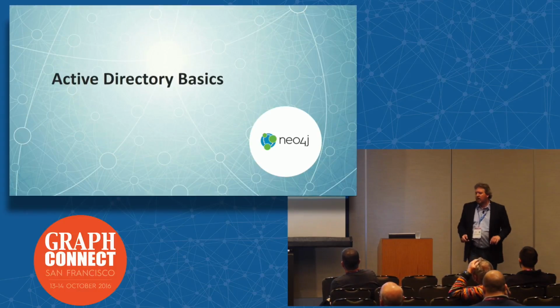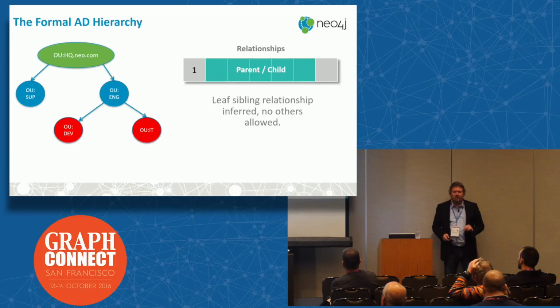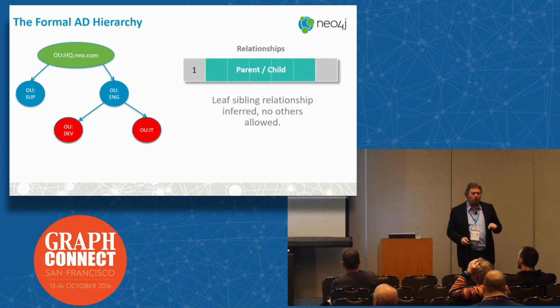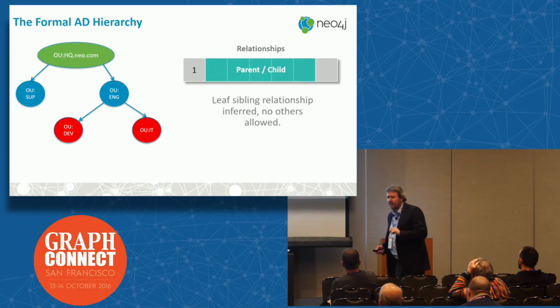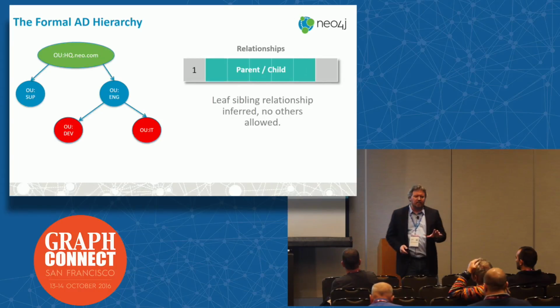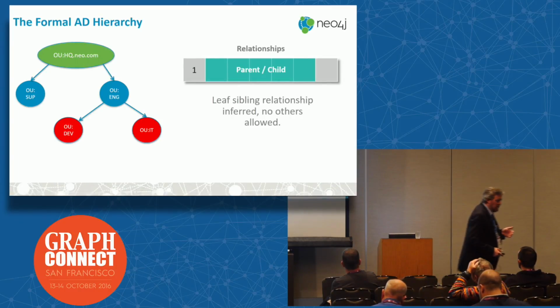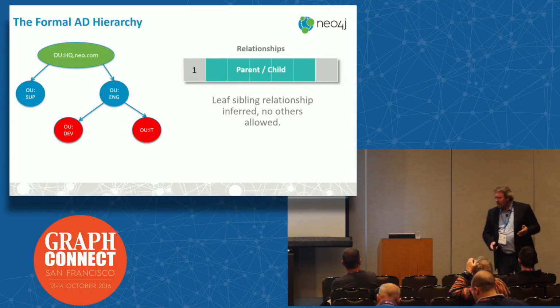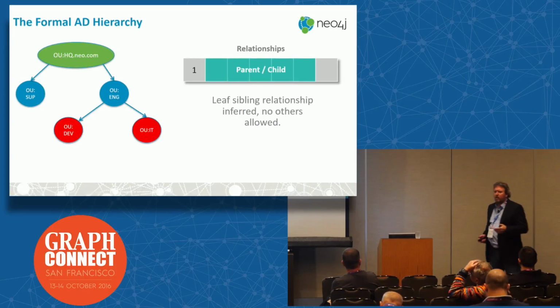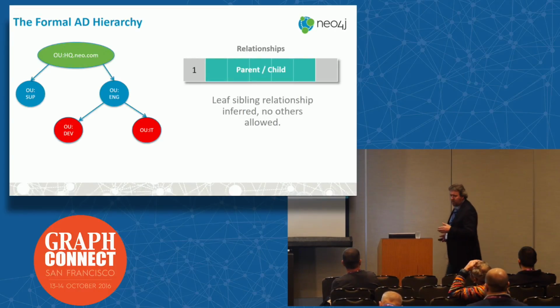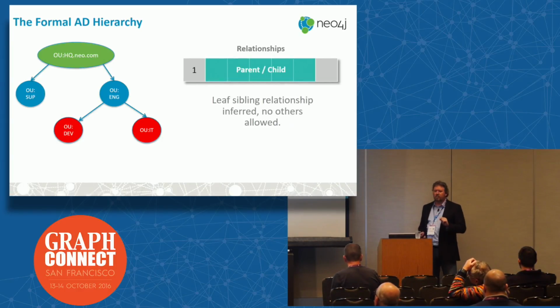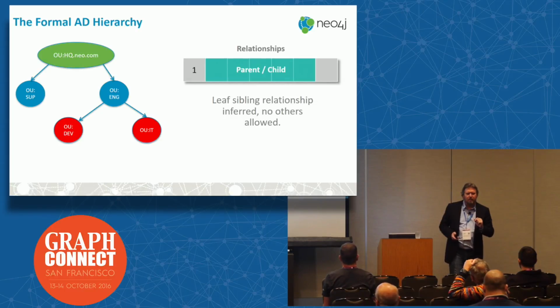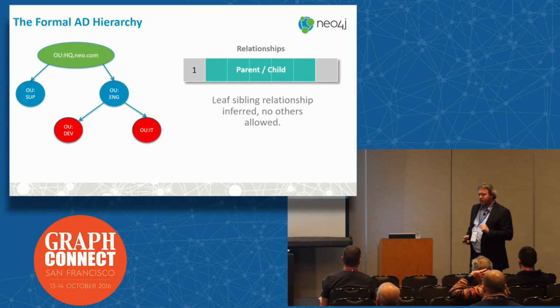Active Directory basics. First of all, as some of you may know, Active Directory supports LDAP, Lightweight Directory Access Protocol, and that is something that has data that supports a formal hierarchy. So in order to manage security and cascading permissions inside of Active Directory, you conform to a hierarchical structure. As we all know, those structures have one type of relationship, that is a parent-child relationship.